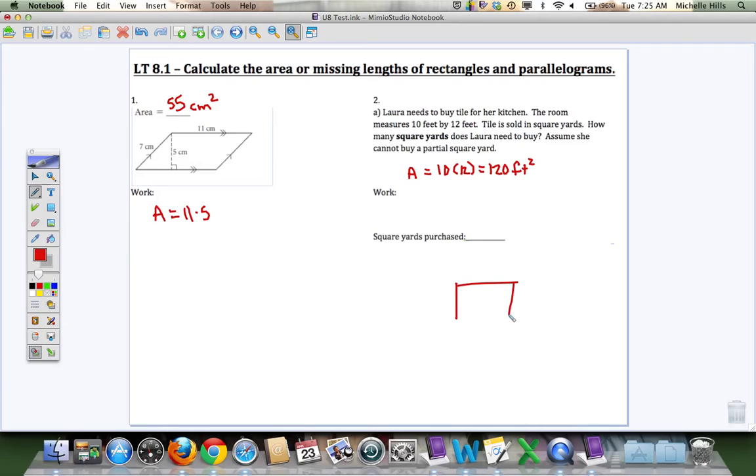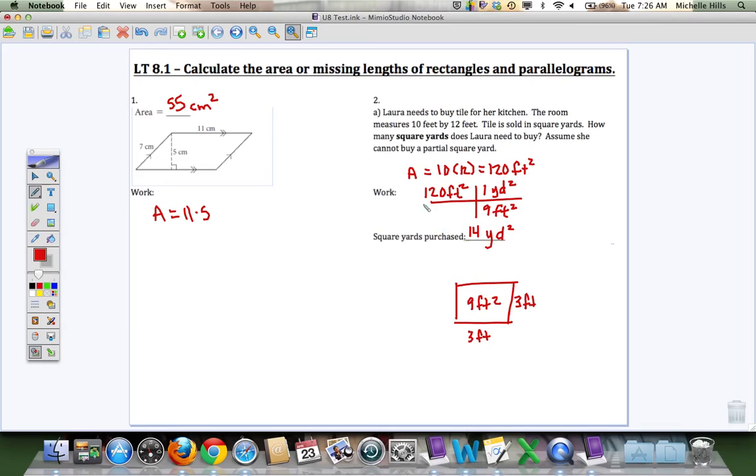So if I think about this, 1 yard is 3 feet. So on the other side of a square yard would be 3 more feet, which means 1 yard is 9 square feet. So if I do that conversion, I have 120 square feet. There are 9 square feet in 1 square yard. So the square yards purchased ends up being 14 square yards.